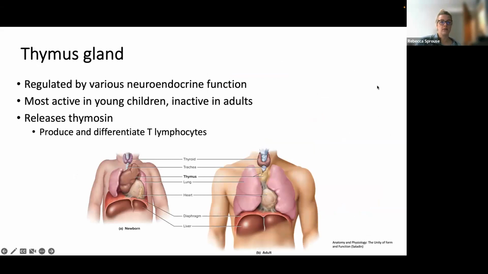The thymus gland is one that maybe not a lot of you have heard about, but it's regulated by various functions in terms of nervous system and endocrine function, but it's most active in young children and babies. So let's go over to the adult first. So it's here, kind of sits under the thyroid right behind the sternum. And in a baby, this is how big it is, right? And why would that be important? I want you to think about that for just a second.